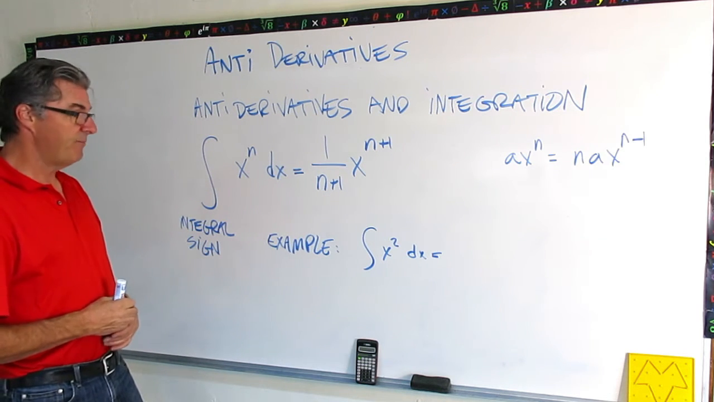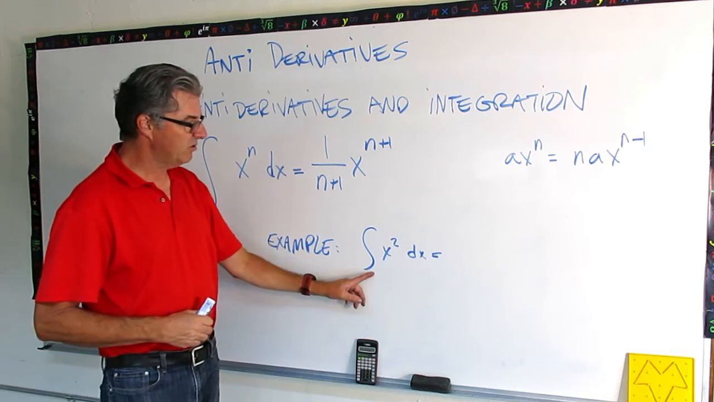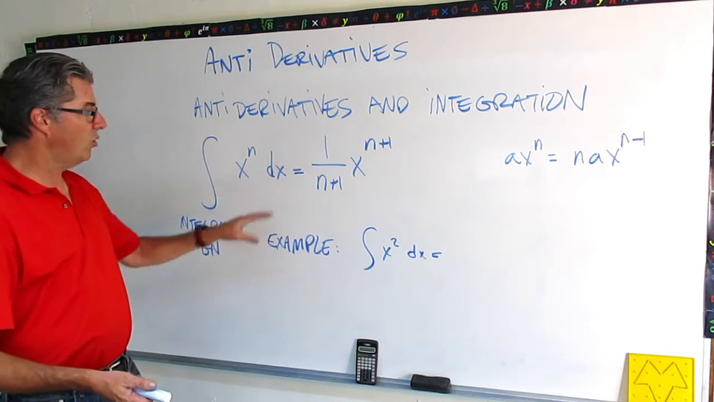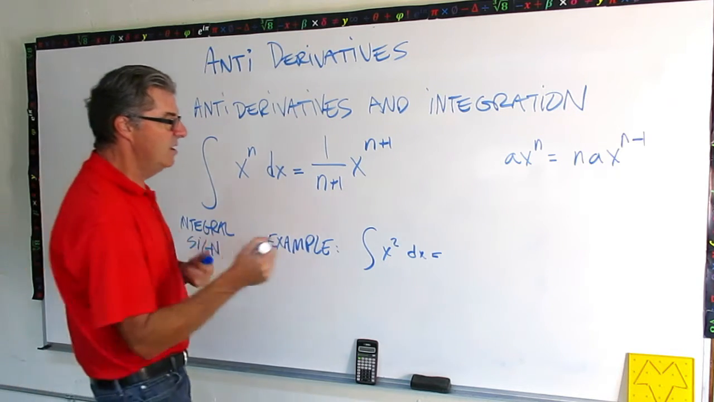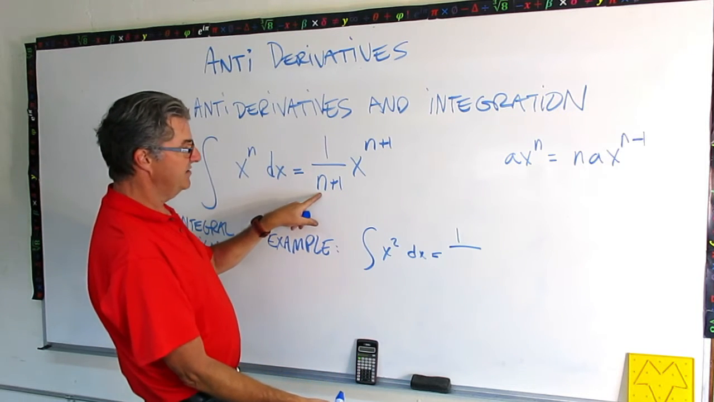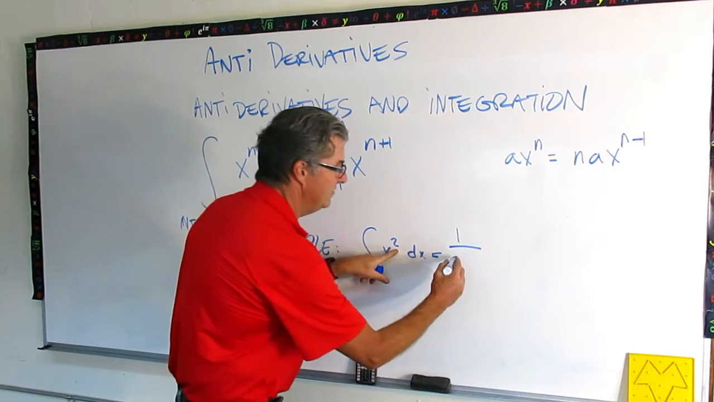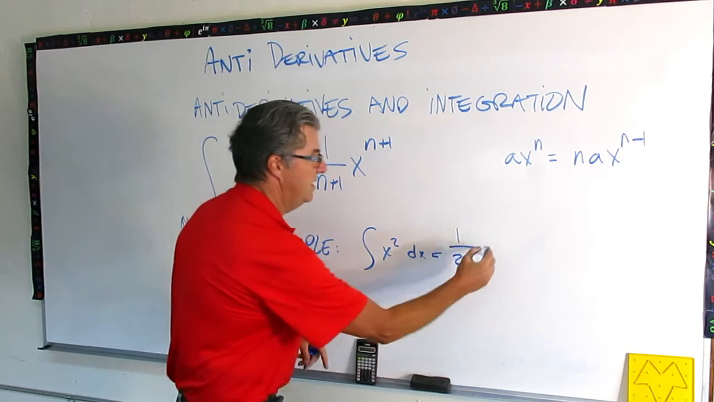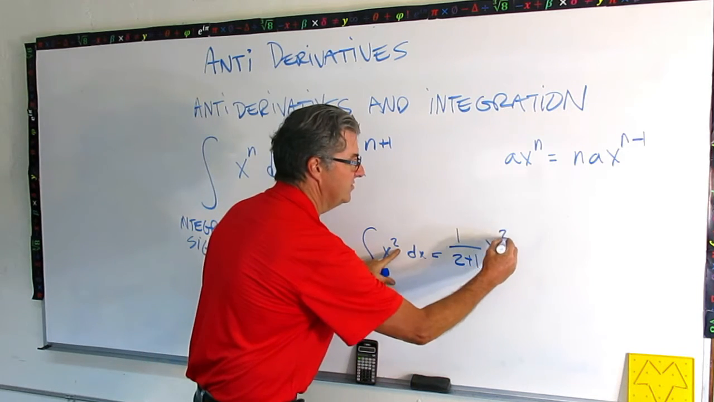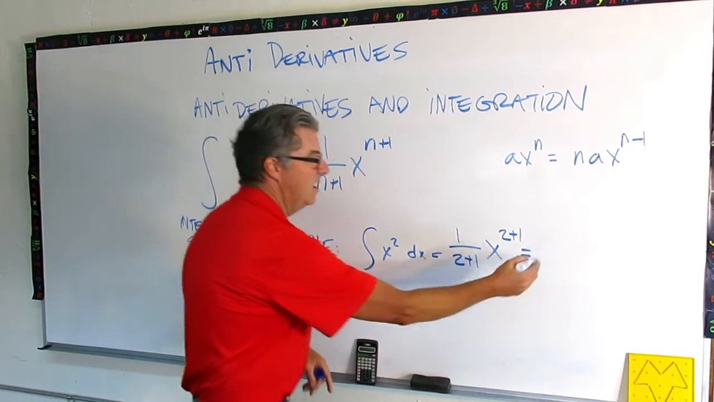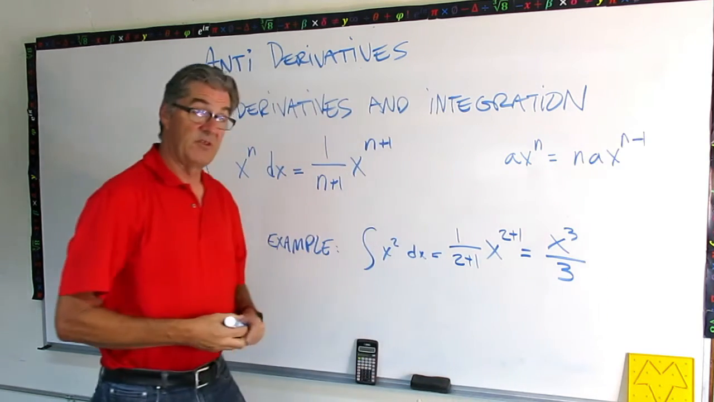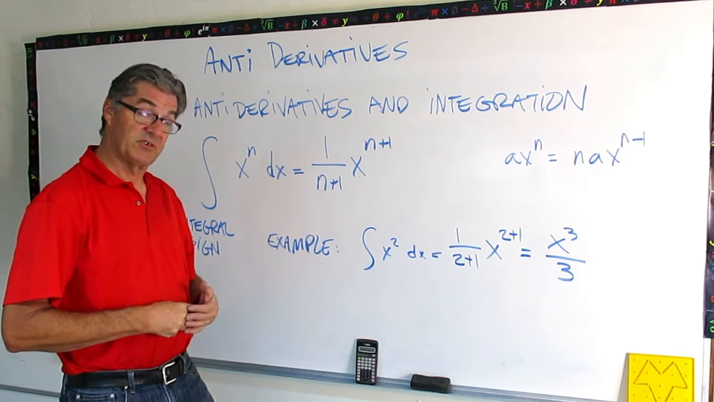So let's do an example. What's the integral of x squared dx? So this is just the function x squared. What's the integral? Let's do a quick plug-in with our formula. It's going to be 1 over, remember the power is n, so in this case it's 1 over n plus 1. Here's my power, so it's 1 over 2 plus 1 x, that's my x, to the n plus 1. Again, my n is 2, so it's 2 plus 1. So this is going to be x to the third over 3. So that's the integral of x squared.